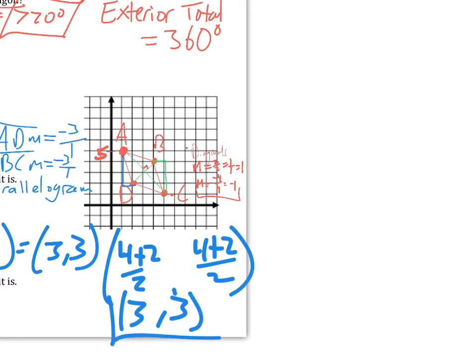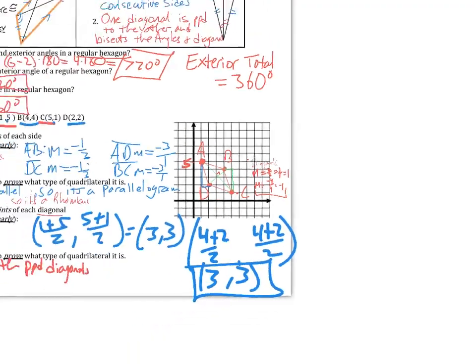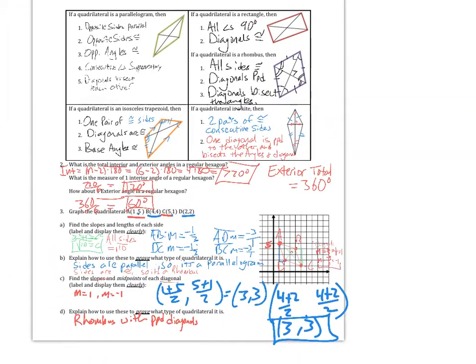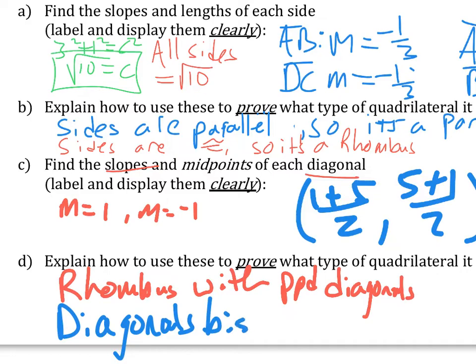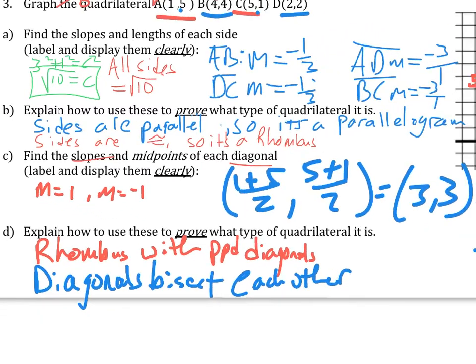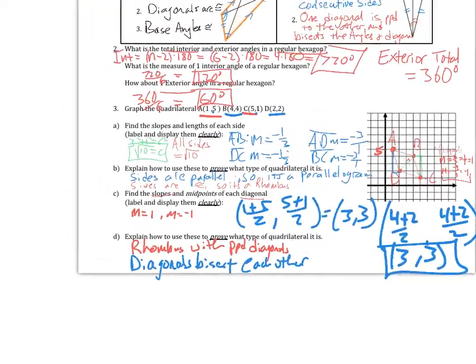And that's our coordinates. So notice these coordinates are the same. So since these coordinates are the same, that means the diagonals bisect each other, all right? So the diagonals bisect each other because they have the same midpoint. All right, so that makes it a parallelogram.